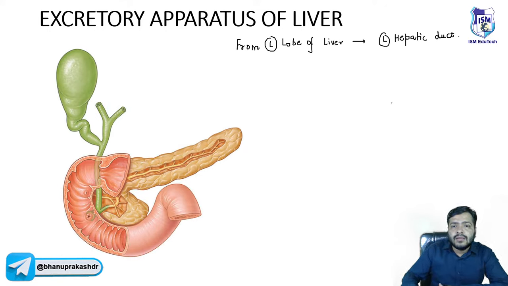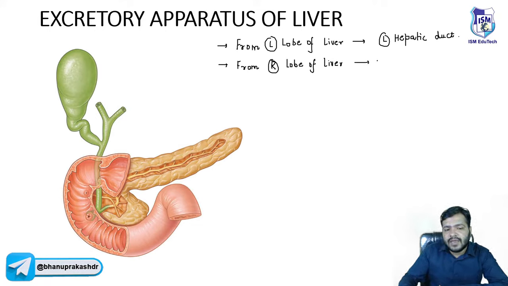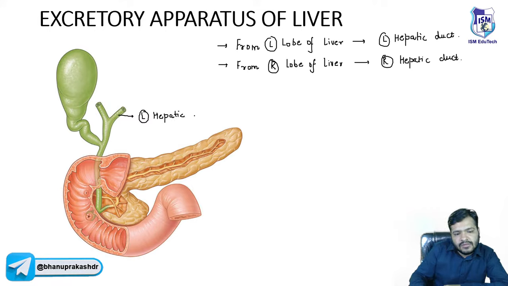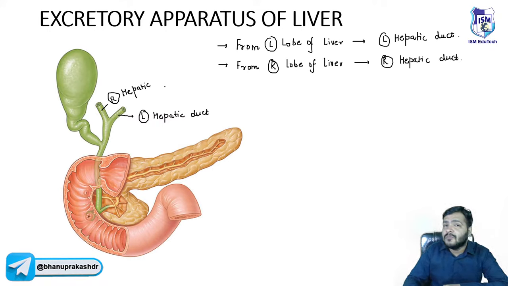Now, from the right lobe of the liver, we have the right hepatic duct. In this picture, you can see we have two lobes. Let us suppose this is the left hepatic duct, and this one is the right hepatic duct, coming from the two anatomical lobes of the liver that we discussed yesterday.